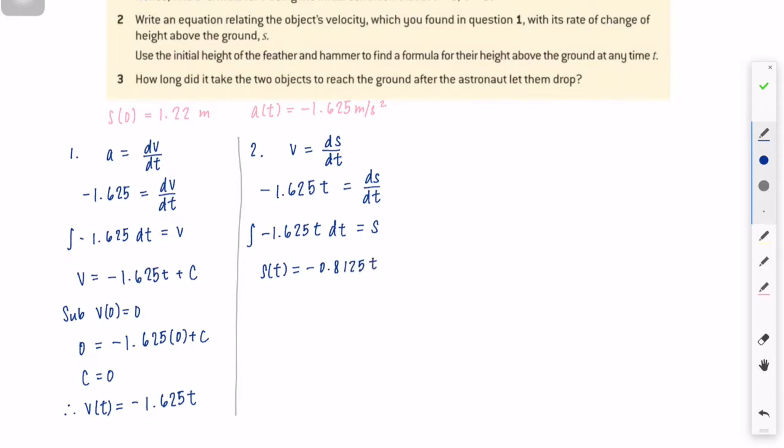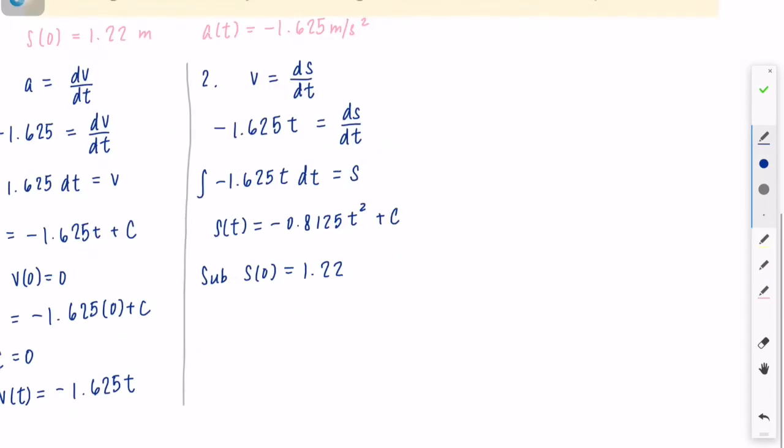t squared plus C. I'm going to use the fact that s of 0 is equal to 1.22. If I plug in 0 into this function, of course, C is 1.22. As a result, s of t is equal to negative 0.8125 t squared plus 1.22.